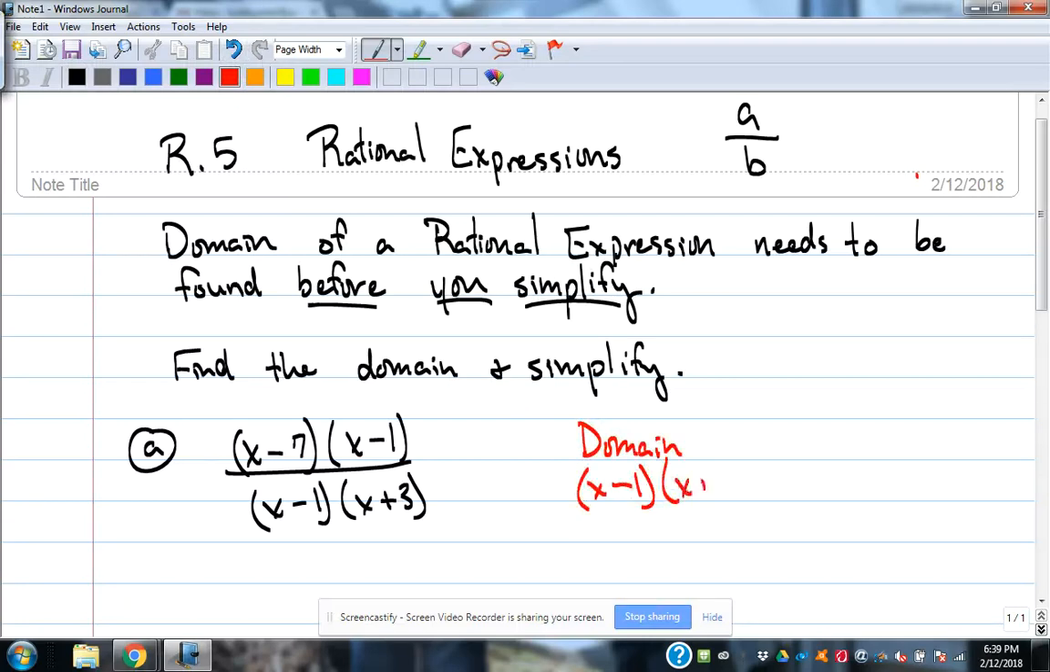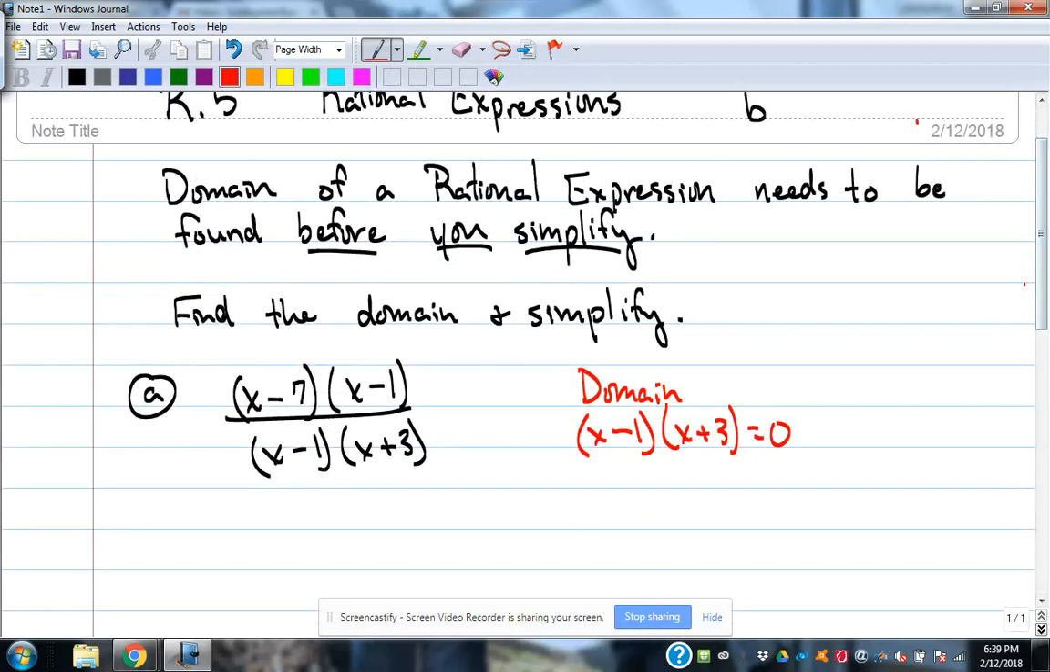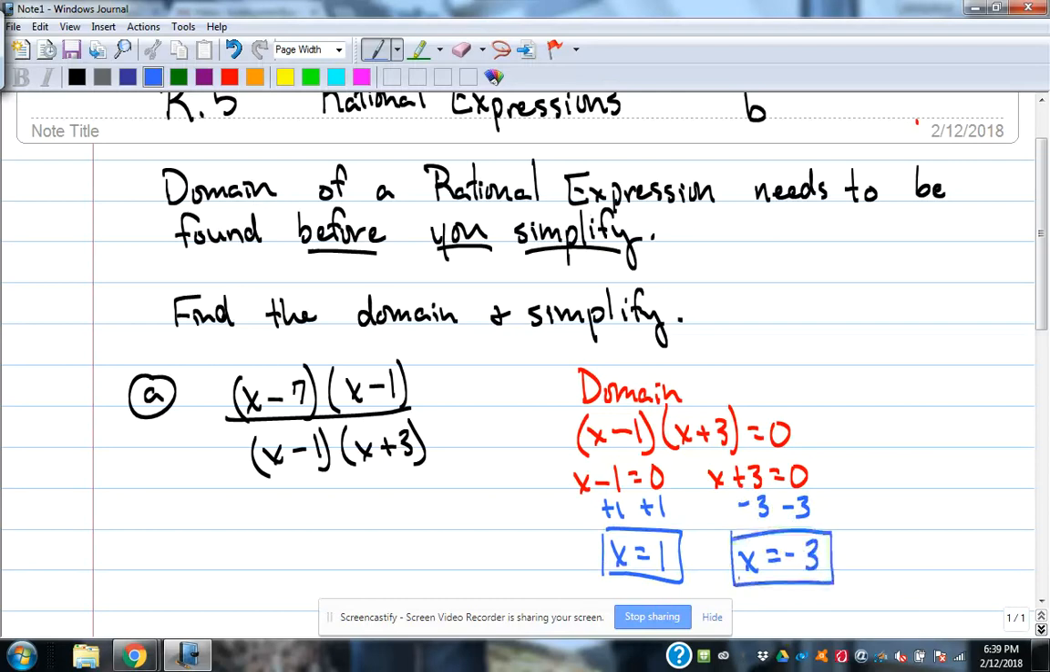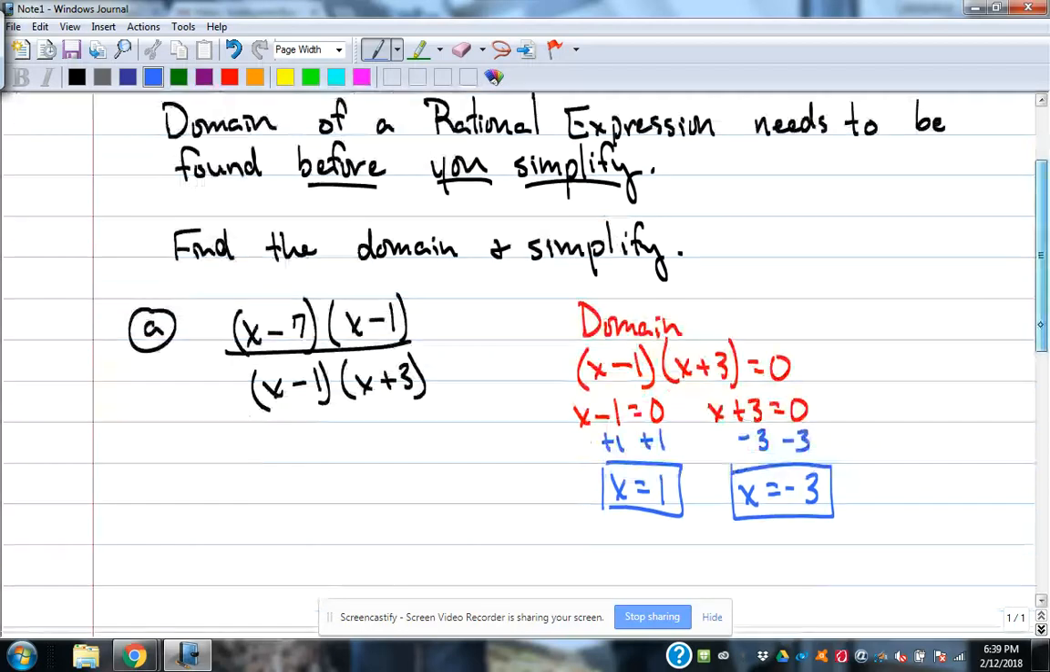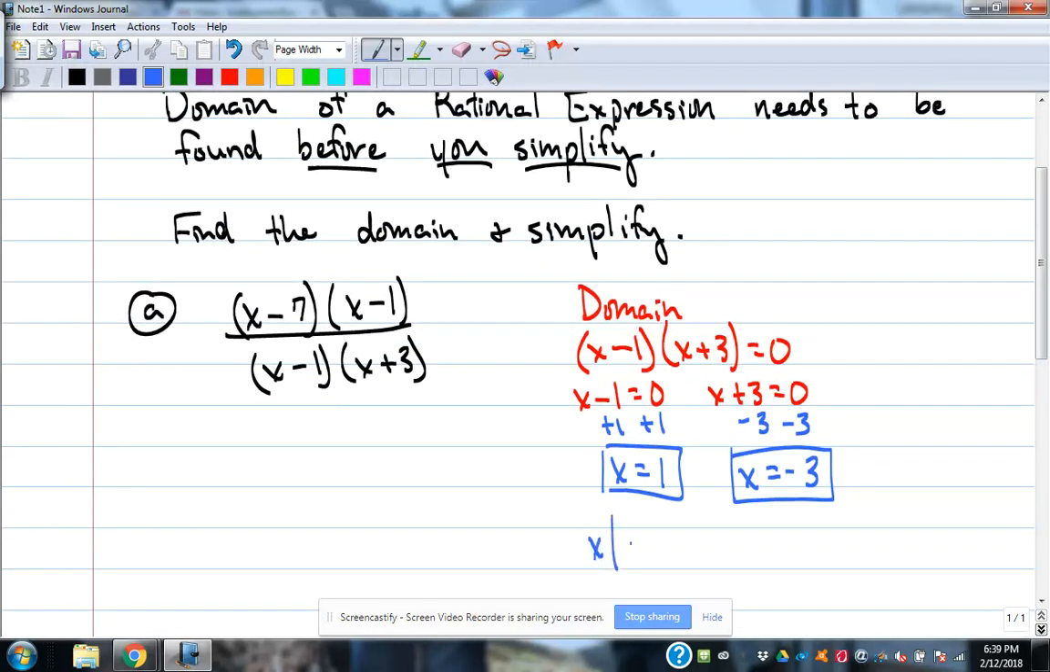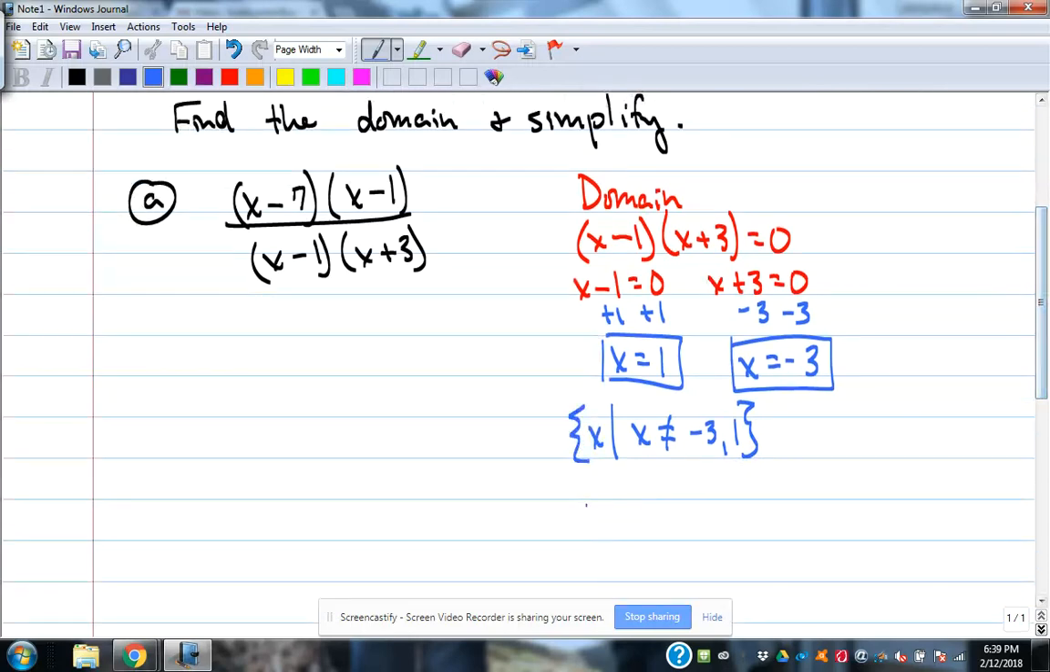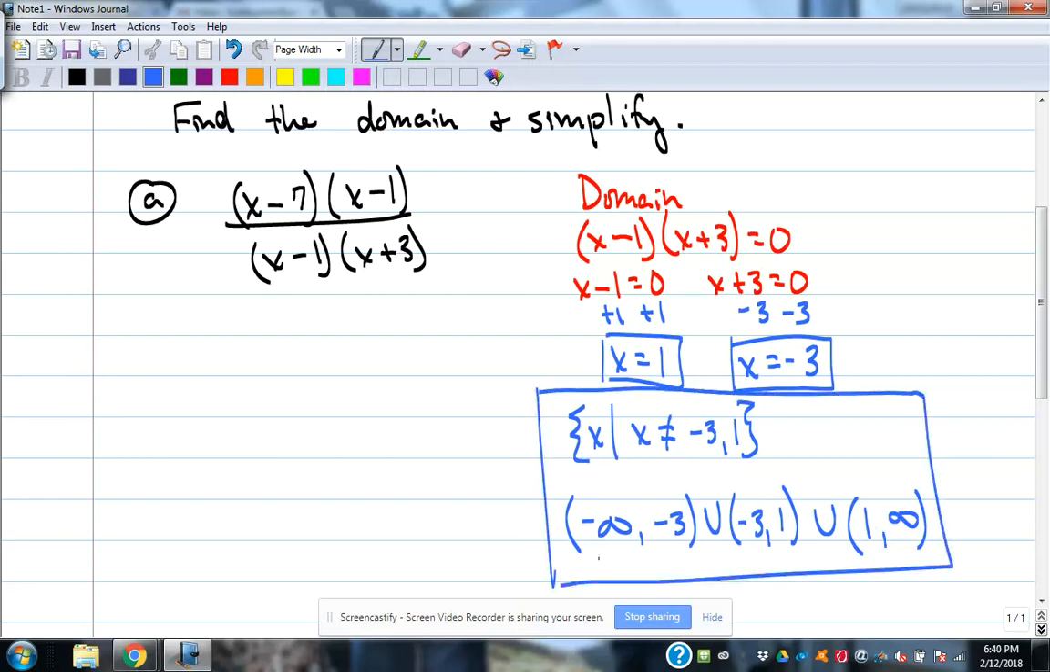So take (x minus 1)(x plus 3) and set it equal to 0. And since it's already in factored form, you just set each factor equal to 0 and solve those. So that'd be plus 1 there. x equals positive 1. And subtract 3. x equals negative 3. Those are the things x cannot be. So your domain would be all x's such that x does not equal negative 3 or positive 1. That's in set notation. In interval notation, it's from negative infinity to negative 3, union from negative 3 to 1, union 1 to infinity. So finding the domain. This is our domain.